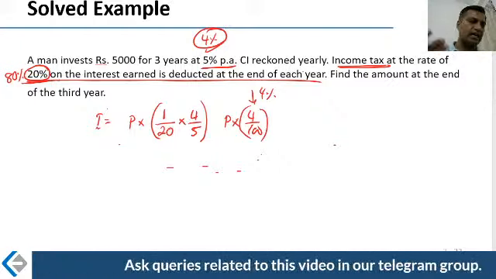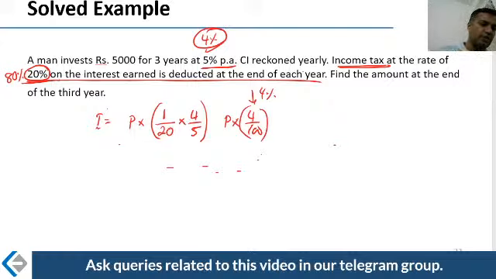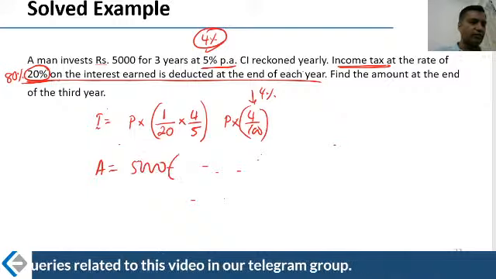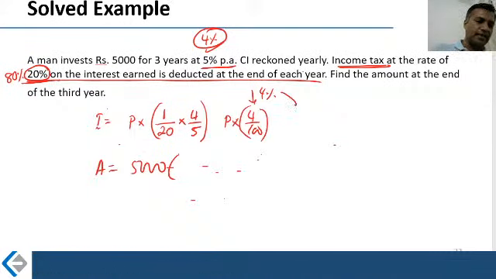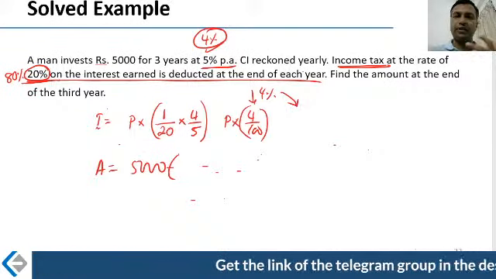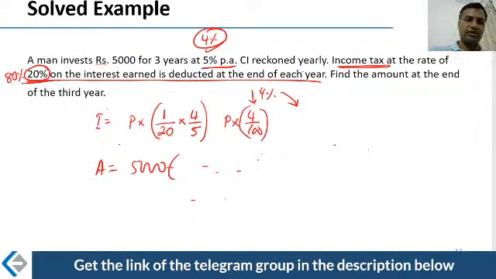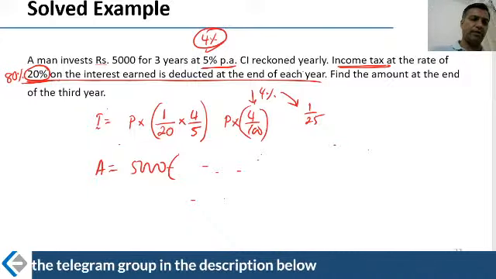Therefore, I can do this calculation directly from here. Find the amount at the end of the third year. You may start with 5,000. The net rate of net interest getting added every year is nothing but 4%. What is 4%, friends? 1 divided by 25. 4% is nothing but 1 divided by 25.